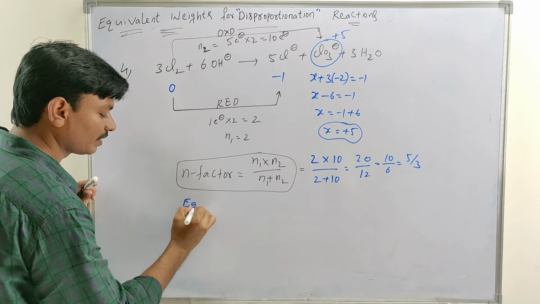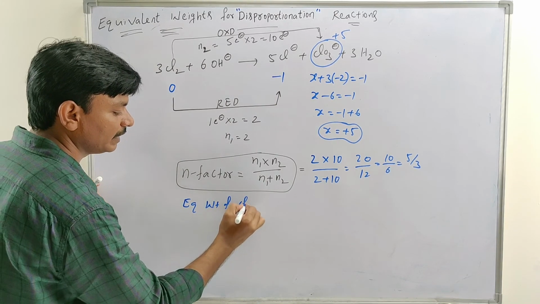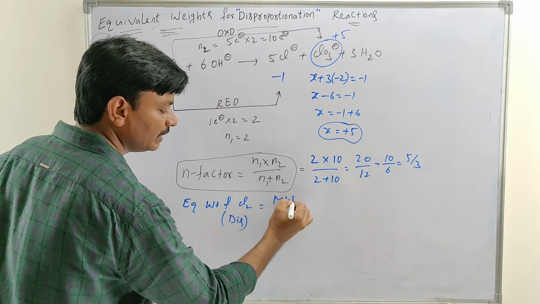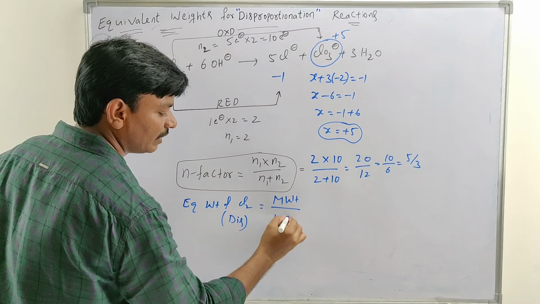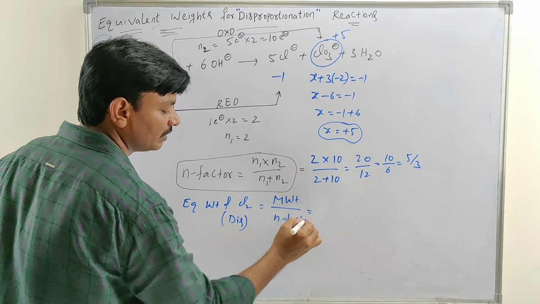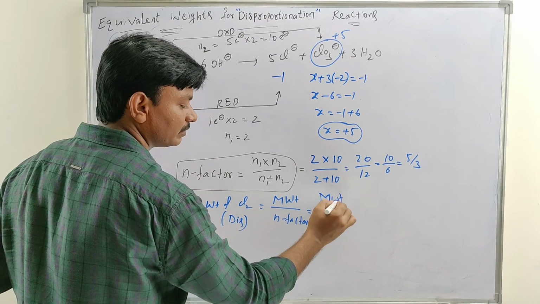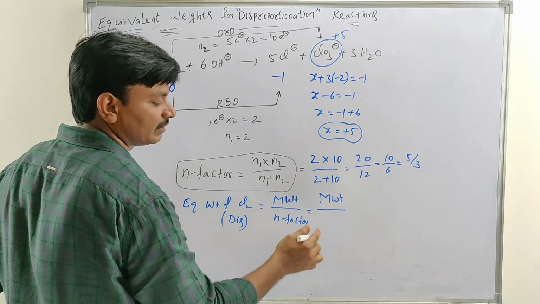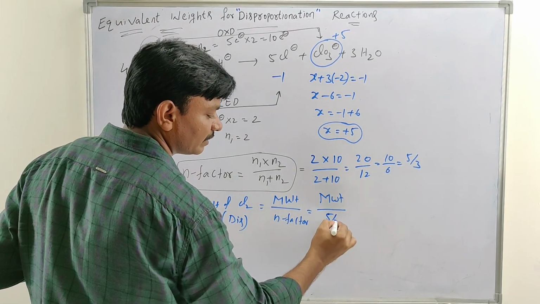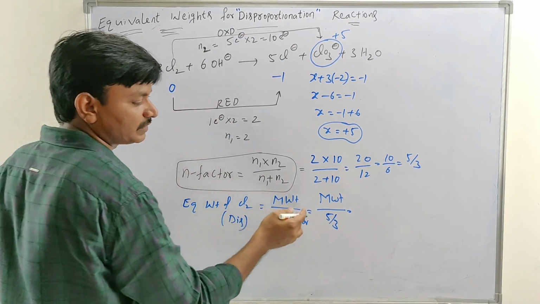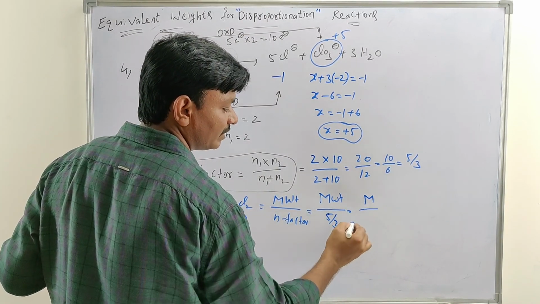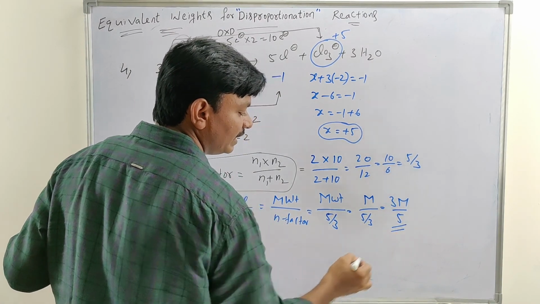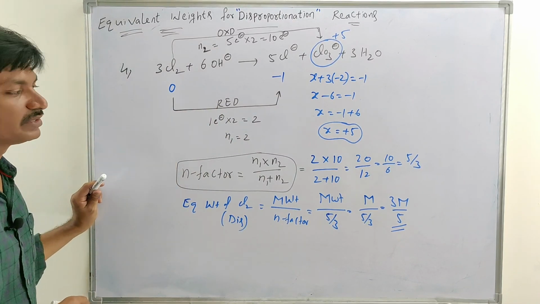The equivalent weight of Cl2 in the disproportionation reaction equals the molecular weight of Cl2 divided by the N factor value. The molecular weight of Cl2 is almost 71, that is 35.5 plus 35.5. If the molecular weight of Cl2 is M, then with N factor value 5 by 3, 3M by 5 is the equivalent weight for the given disproportionation reaction. Okay, clear?